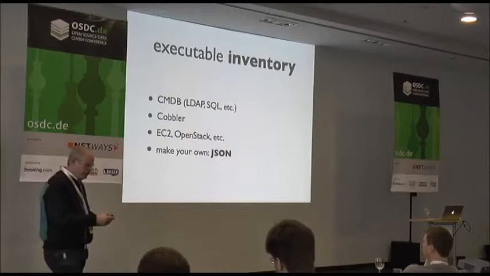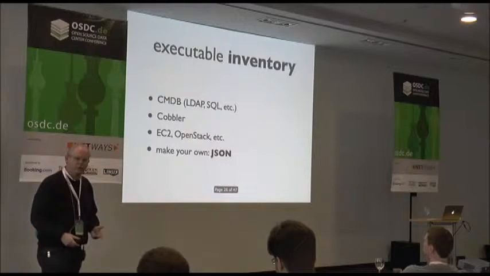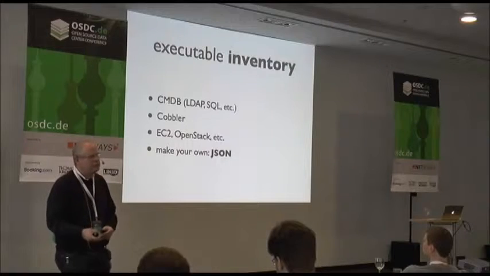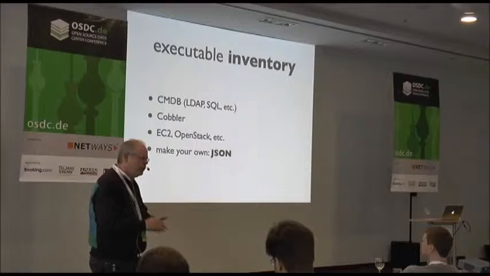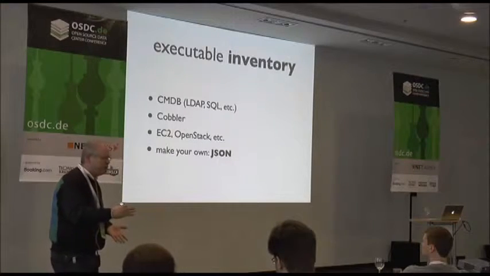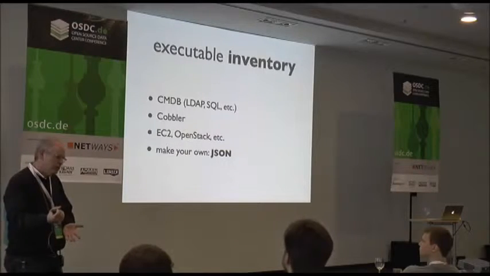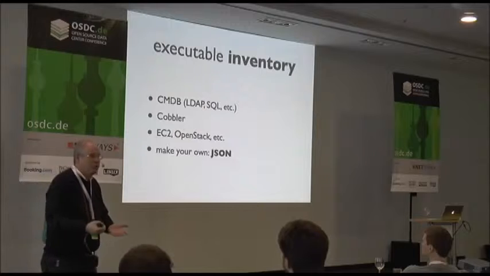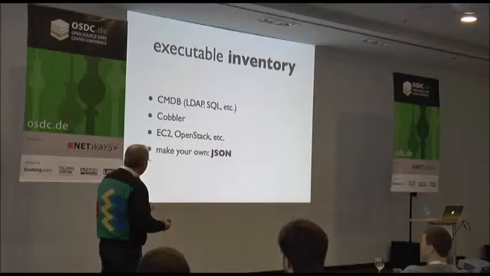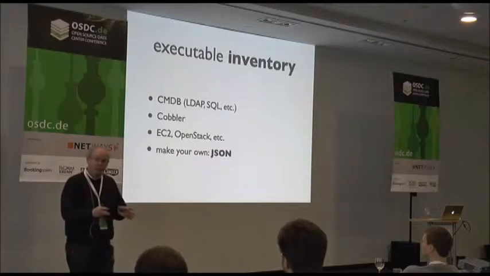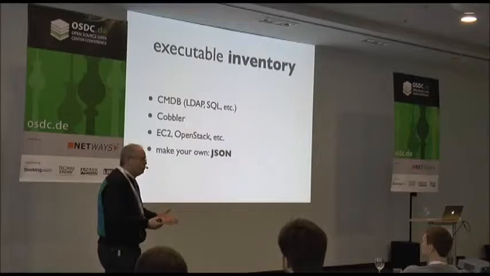The inventory file you specify, so the ANSIBLE_HOSTS variable, can also be an executable. In that case, Ansible will launch it to obtain a JSON data structure with a list of all hosts, all groups, and their variables. That means we can have inventory pulled out on the fly directly from our configuration management database, or from LDAP, from MySQL, from Cobbler, EC2, OpenStack, for which there are already examples in the Ansible distribution. Or, of course, we can create our own.